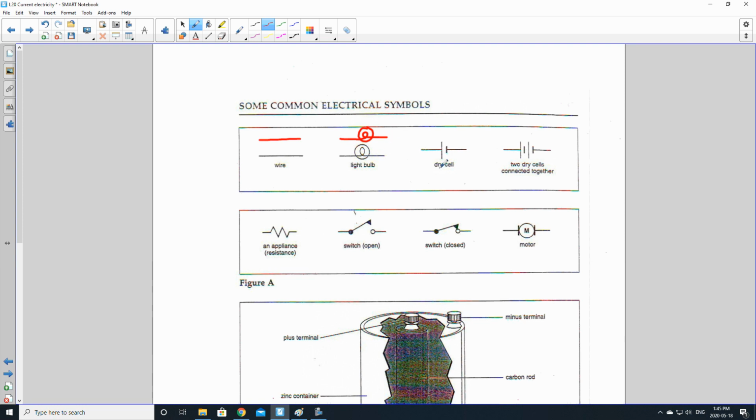Next up, a dry cell is also called a battery. What you have is a long and then a short line, and then the wires at the left and at the right here. The long part is called the positive terminal, and the short part is the negative terminal.